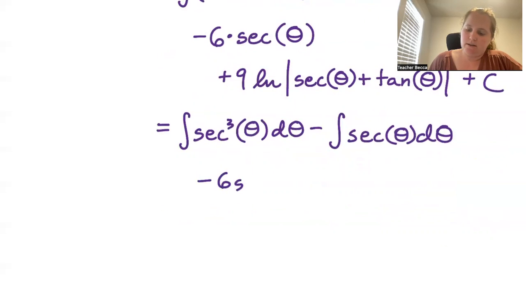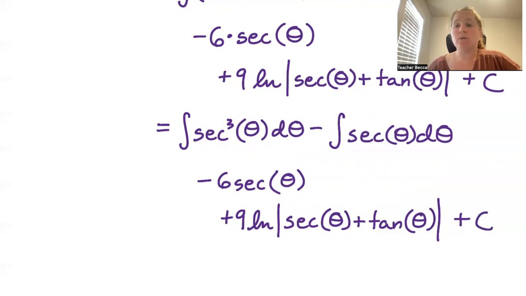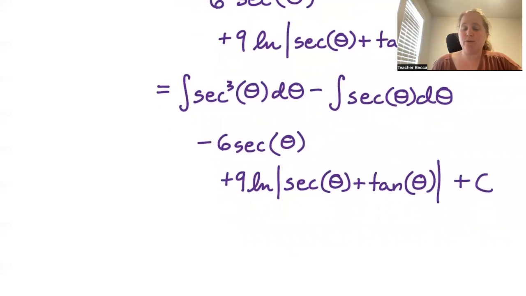minus 6 secant theta plus 9 times the natural log of the absolute value of secant of theta plus tangent of theta, in the parentheses, and then plus c. Integral of secant cubed we already found in a previous video.